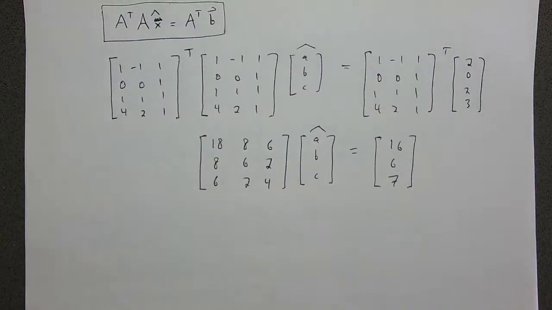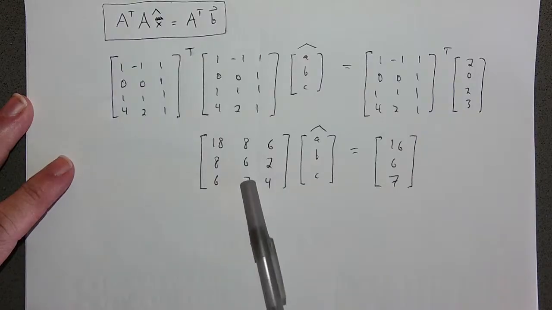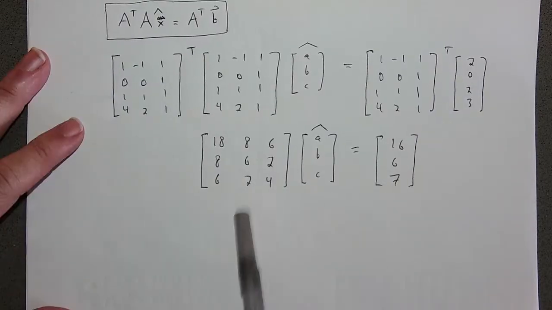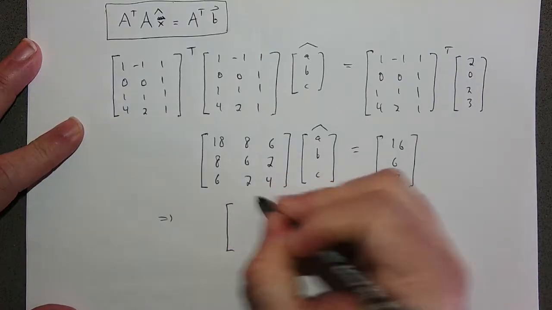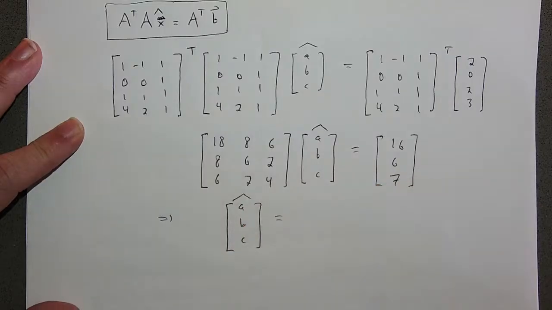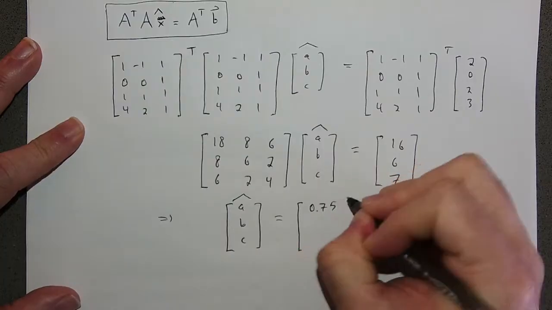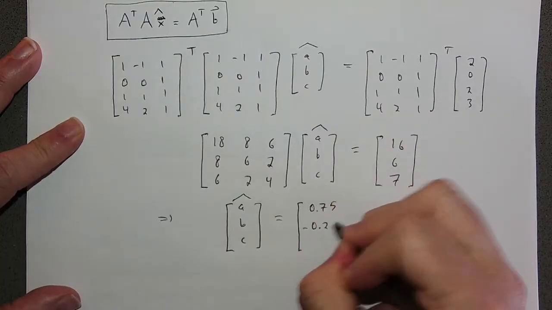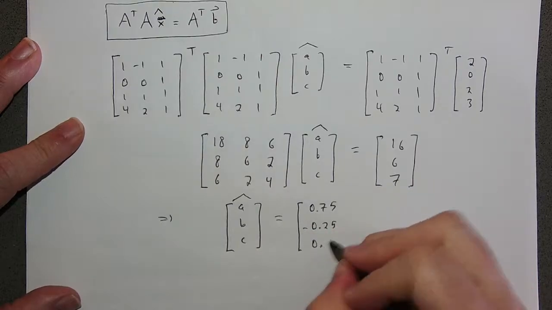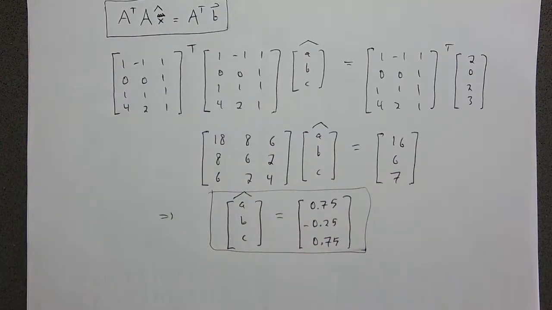I multiply those out. Now I can solve at this point. I'm in the case where this thing is invertible, I believe. So inverting this, I get that my solution is 0.75, minus 0.25, 0.75, which means I've gotten my least square solution in this context.